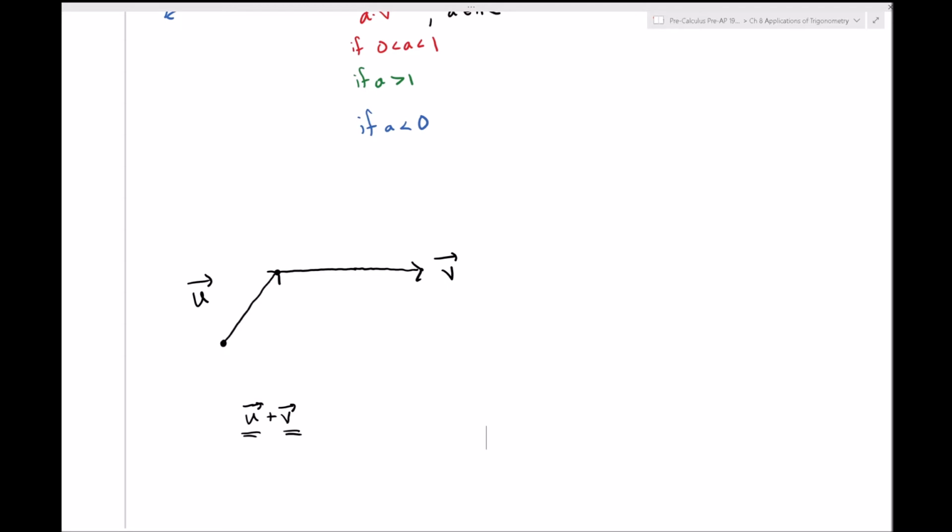Sir Isaac Newton actually described this in the very beginning pages of that book that I was referring to earlier. What you do is you redraw v a second time, and you make a parallelogram out of it, and you draw u again a second time.